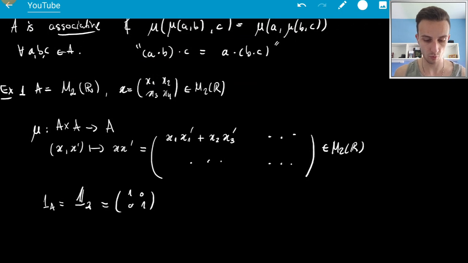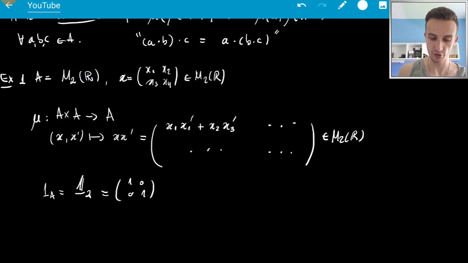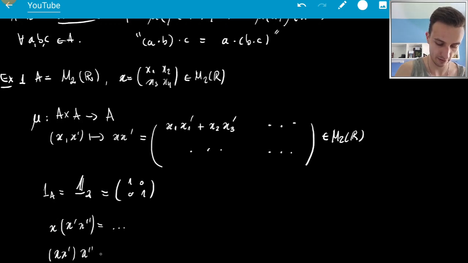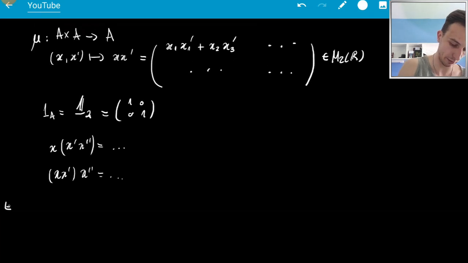So one, I believe, would have to check this in the tedious sense, yes. So you would have to perform this calculation tediously and show that it is indeed associative, unfortunately. So you'd have to do x prime, x second. Of course, we know that matrix multiplication is associative, but it would be nice to verify. Okay, let's do another more interesting example.